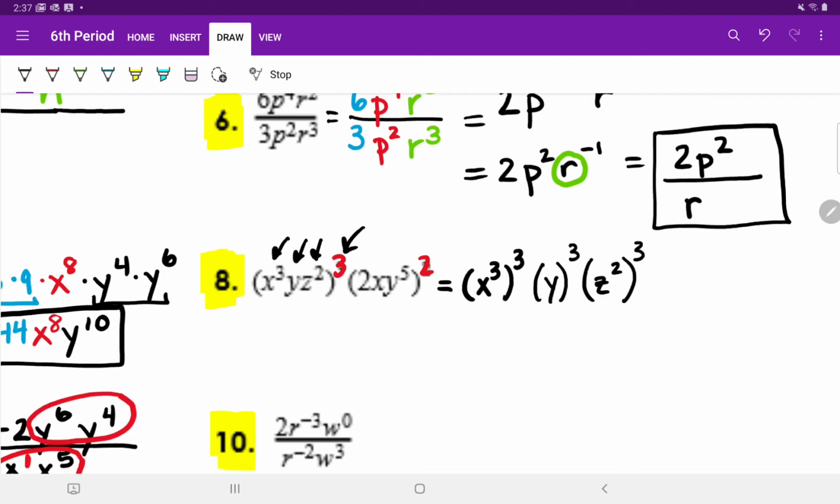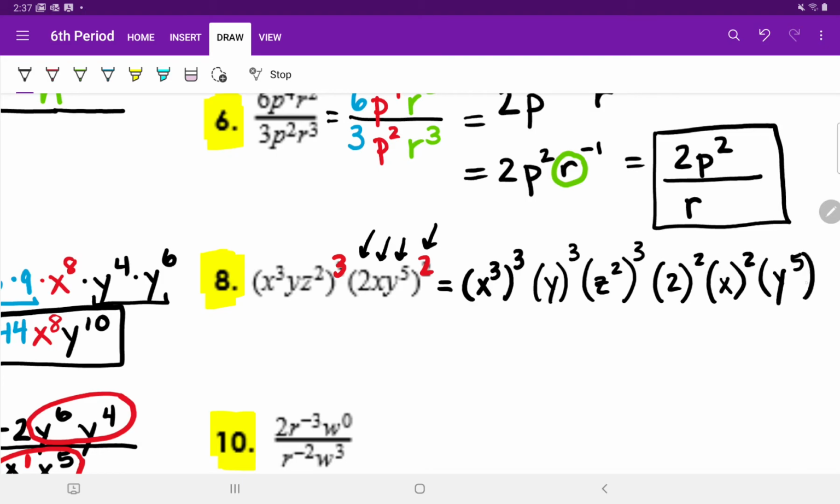Then I'll take the 2 exponent, and I'll distribute it in to the 2, the x, and the y to the 5th. So that'll go 2 squared, x squared, y to the 5th squared.